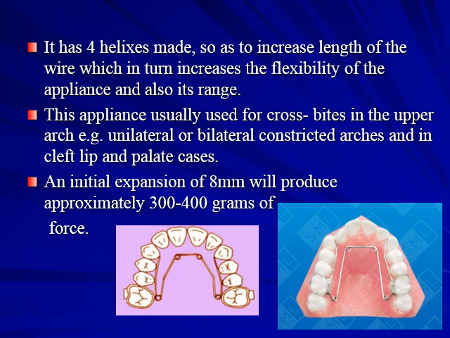The quad helix appliance is very similar to the W arch appliance, but with 4 helixes. These helixes increase the length of the wire, causing the flexibility and the range of the wire to increase. So we can do more activation with this appliance compared to the W arch appliance. The activation is carried out by opening the appliance 8 millimeters, which produces a force of around 300 to 400 grams on the teeth.